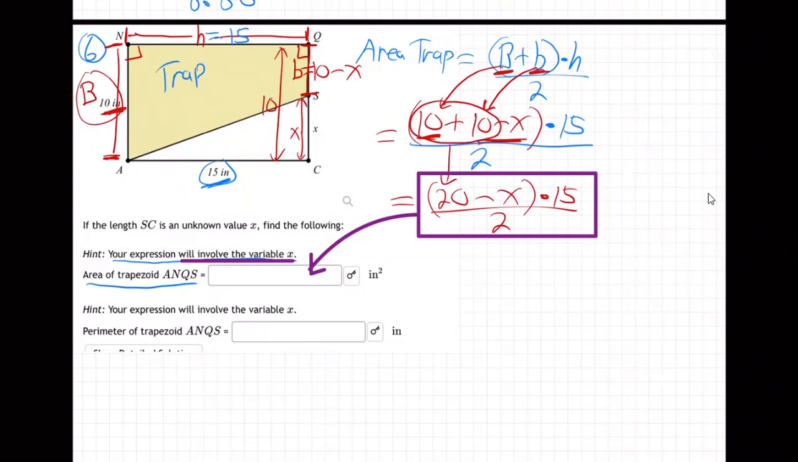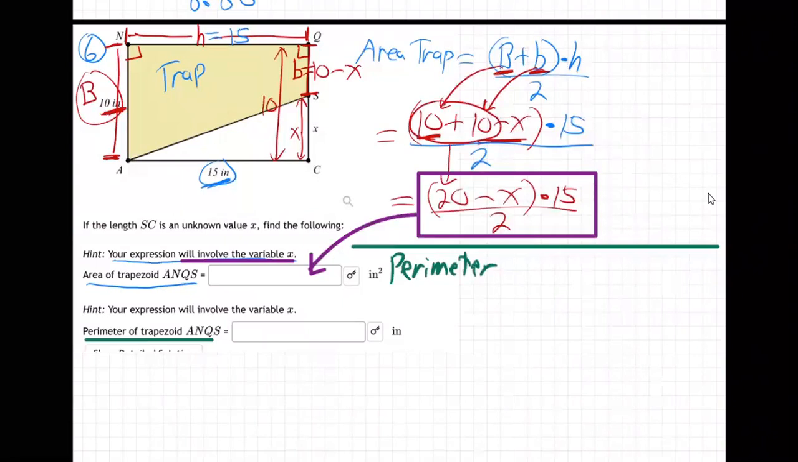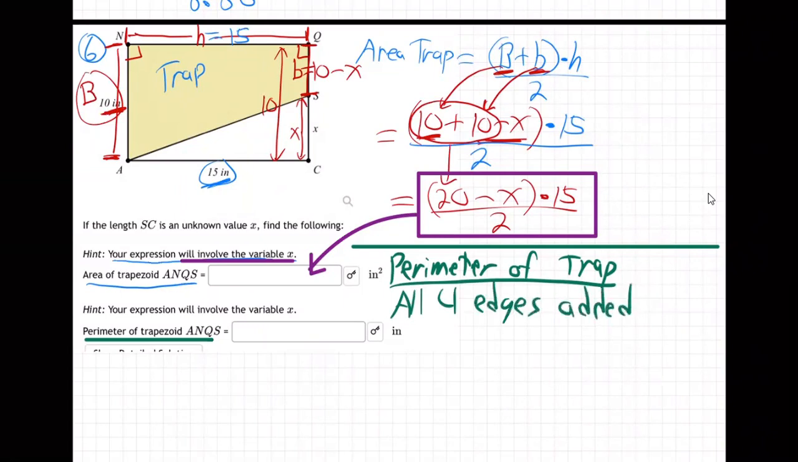And now the second part, they want us to find the perimeter of the trapezoid. So how do we find perimeter? So let me draw a line of separation here and write, we're going to do perimeter of the trap. So to find the perimeter of the trapezoid, well, that's all four edges added. Remember, perimeter means all the way around the object. So let's just do the four edges.